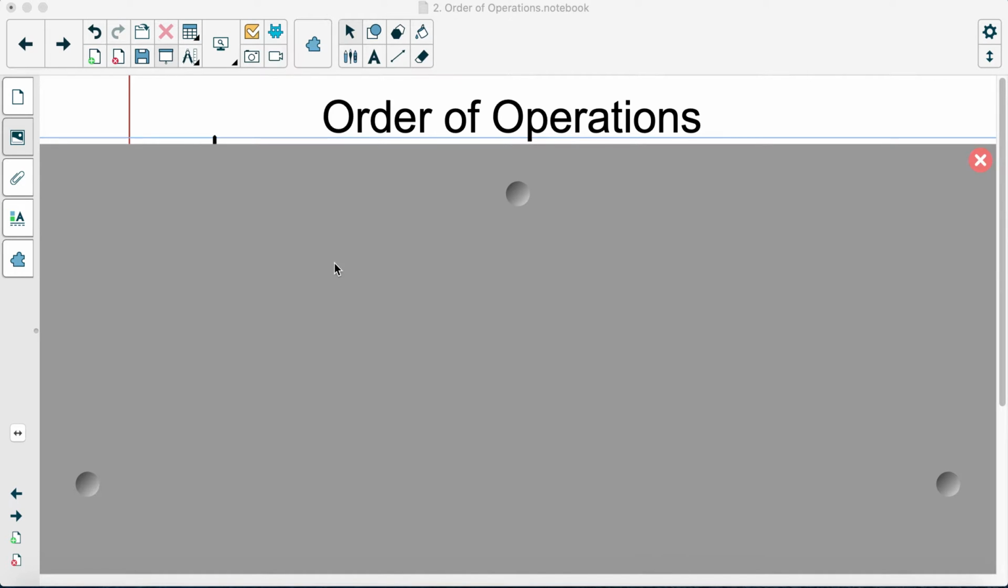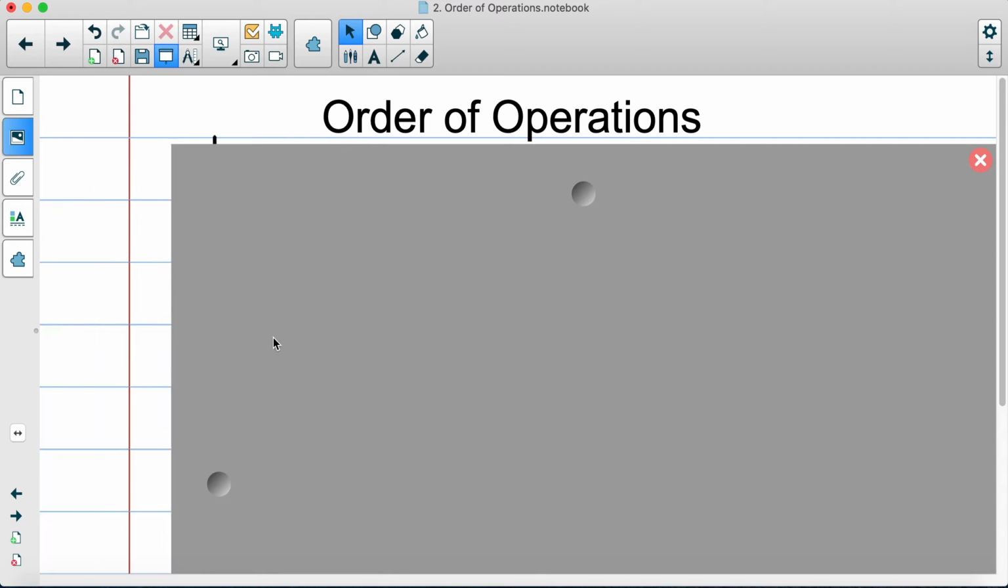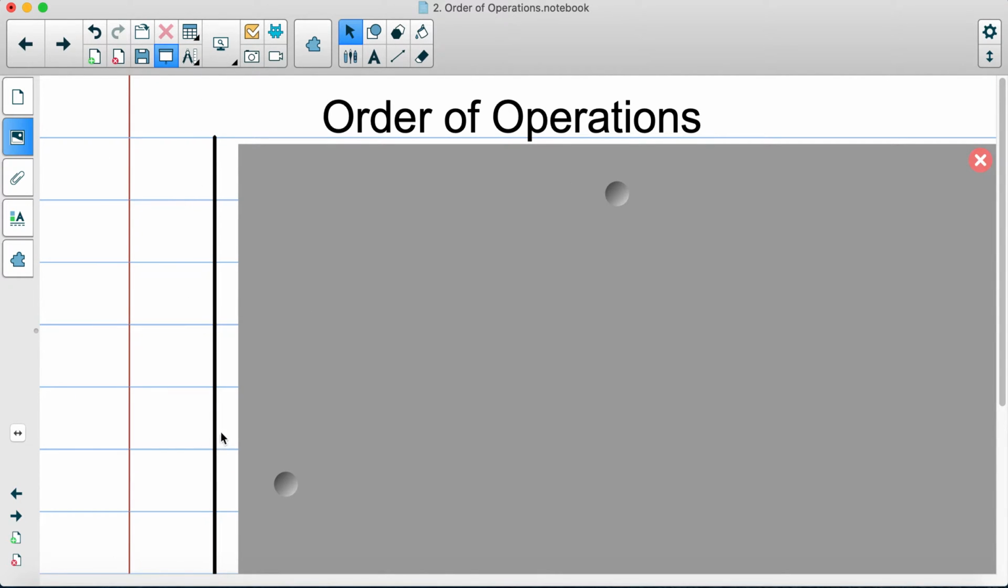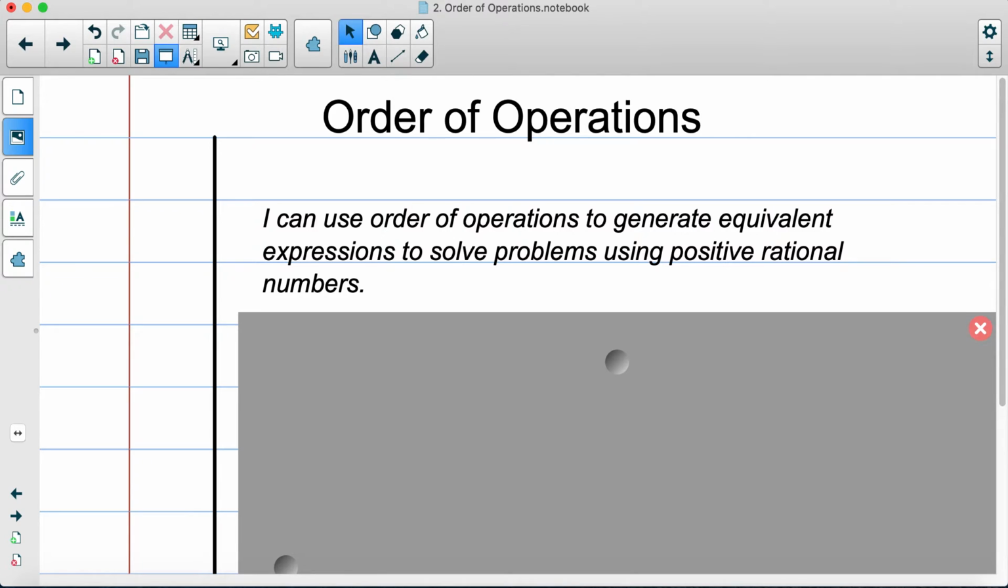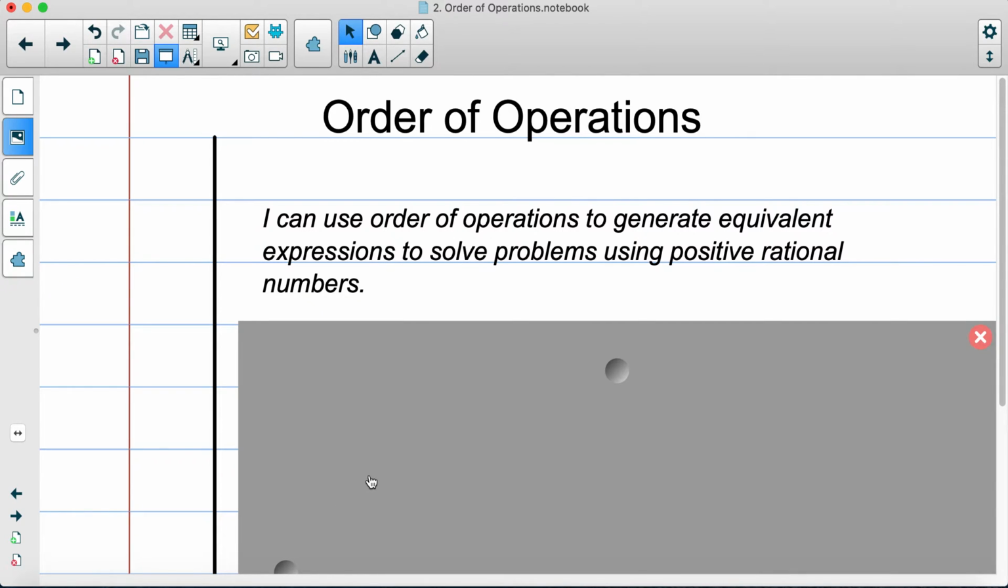Today we're going to look at order of operations. Remember, take your notebook out, turn to the very next page after exponents, draw your line down your paper. Our goal for the day, you do not have to write this, is I can use order of operations to generate equivalent expressions to solve problems using positive rational numbers. That's the standard we're going to be working on, using the order of operations.